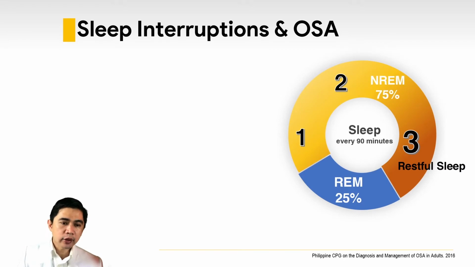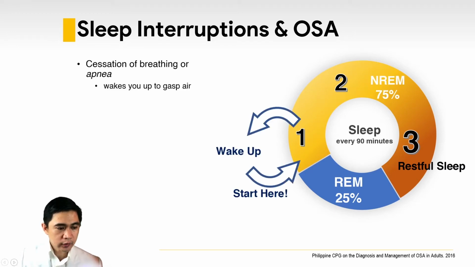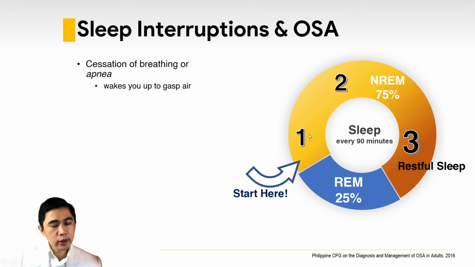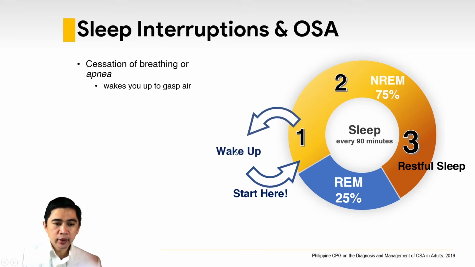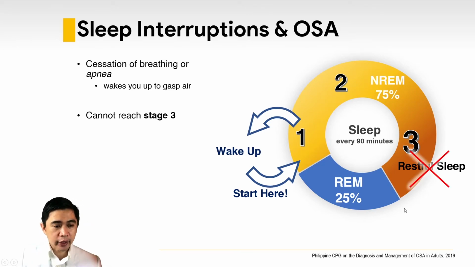So let's go back again to the sleep cycle earlier. When there is a cessation of breathing, it wakes you up to gasp air. So when you start sleeping, you go to stage 1. Then if there is obstruction in the collapsible segment, you begin to wake up to gasp for air. That's why you wake up. Then you go back again to sleeping, then you wake up again, and sleeping and wake up again. So in this vicious cycle, you cannot reach stage 3, which is the restful sleep. You'll be sleeping, yes, but you'll only be at stage 1. So you won't have a restful sleep.